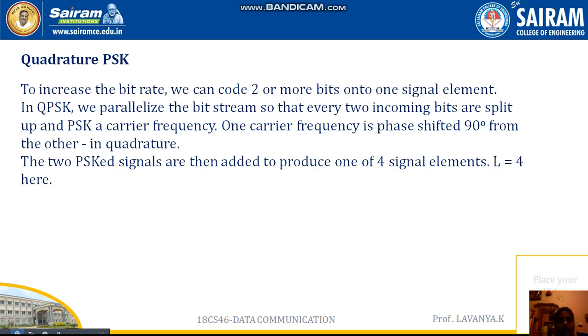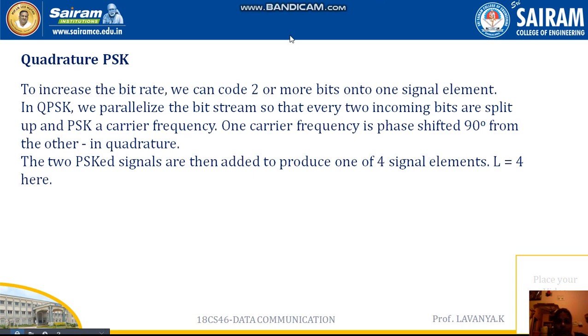Quadrature phase shift key is going to increase the bit rate as well as the signal element. Quadrature PSK parallelizes the bit stream so that every two incoming bits are split up into PSK carrier frequency. One carrier frequency is phase shifted 90 degrees from the other, in the quadrature.